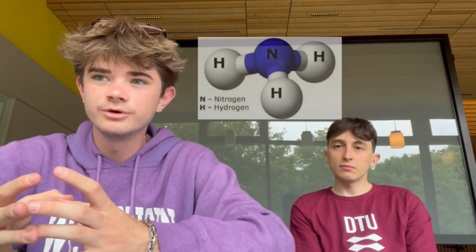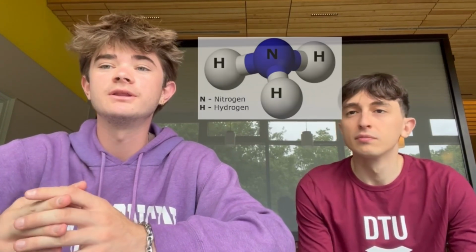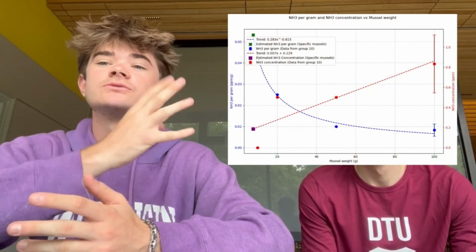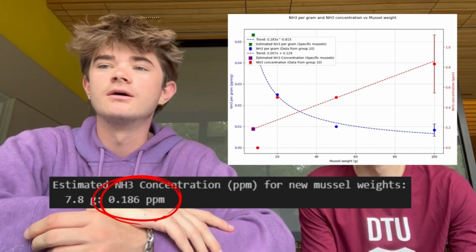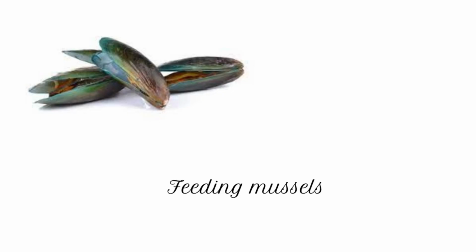Finally, using the data from group 10 and group 9, we are able to predict how much ammonia is going to be excreted from our muscles depending on their weight. Using this graph, we found that in total we would have 0.186 per million ammonia excreted from our muscles.